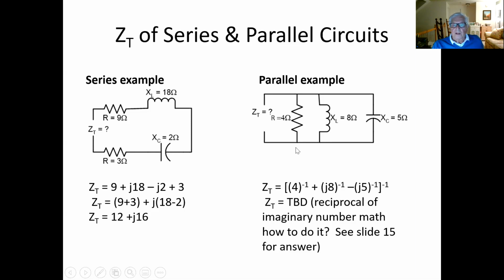If we have it in parallel, then we want to take the reciprocals of each of these. So we take the reciprocal of 4, the reciprocal of J8. Now that J is involved in the reciprocal, and the reciprocal of J5 for the capacitive, okay? So we have to figure out a way, how do we deal with reciprocals?